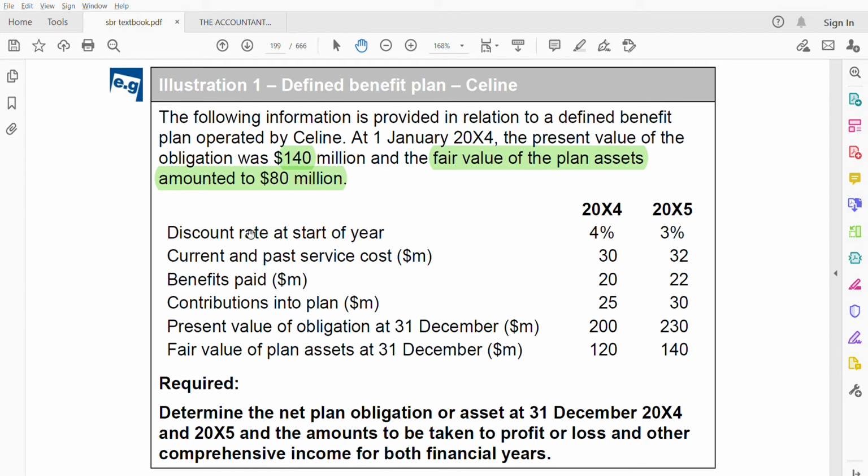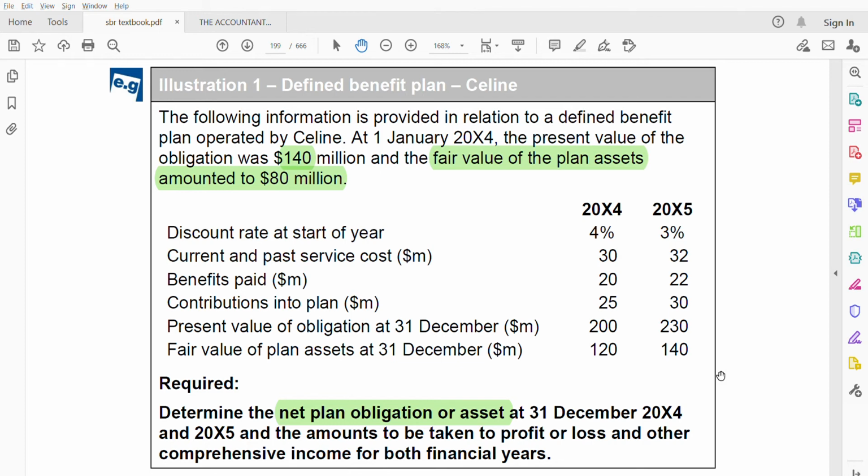You have been given the discount rate for both years, and the current and past service cost together. They are together, not separated. Benefits paid, contributions into the plan, present value of obligation, and also fair value of plan assets. Determine the net plan obligation or asset. You see the word net plan obligation or asset. Why? Because it could be an obligation, it could be an asset also. We'll see what it is.